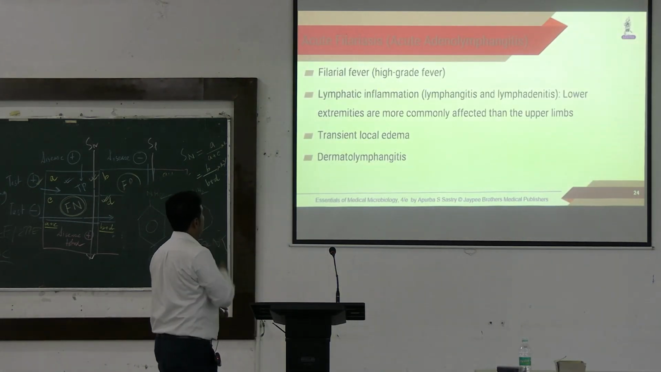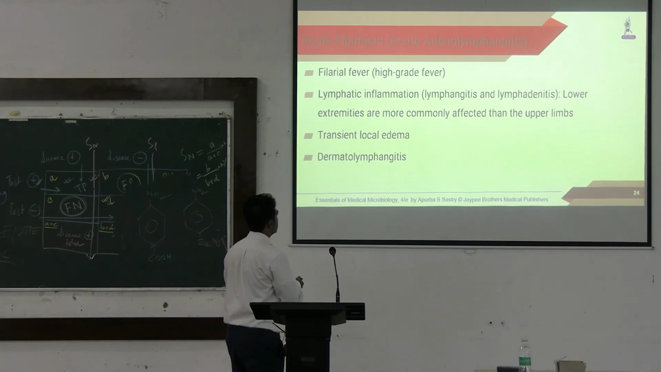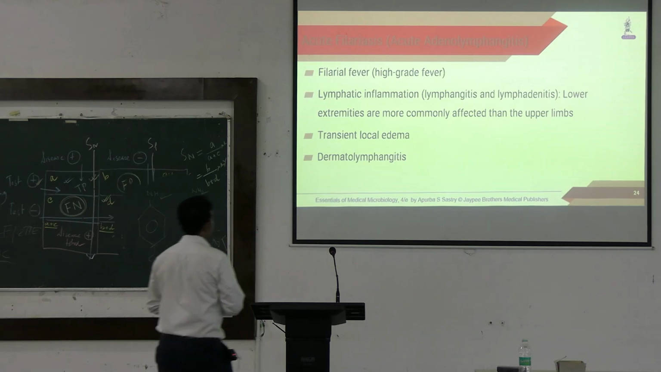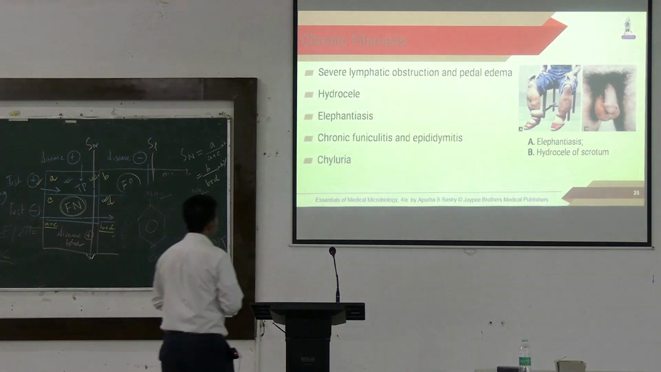Filarial fever occurs. This is high grade fever, lymphatic inflammation, lymphangitis and lymphadenitis, and the lower extremities are more commonly affected than the upper limbs. Transient local edema and dermatolymphadenitis occur.